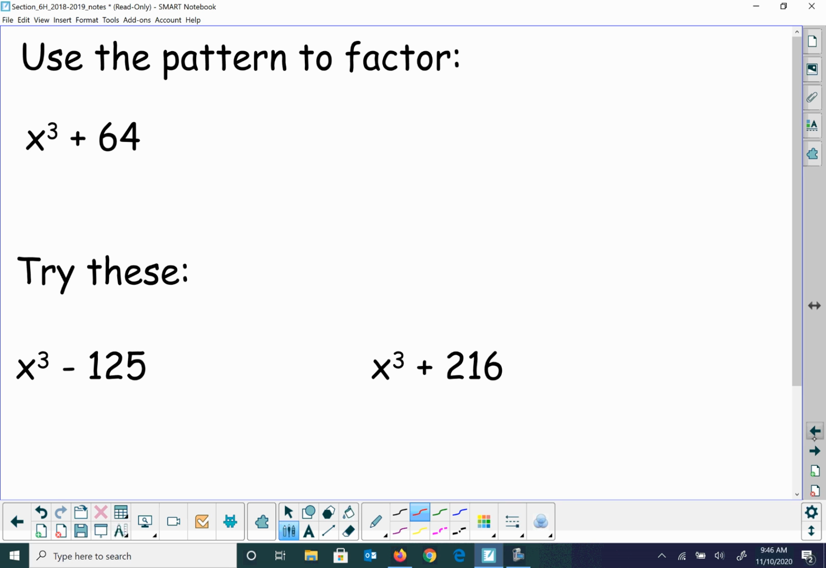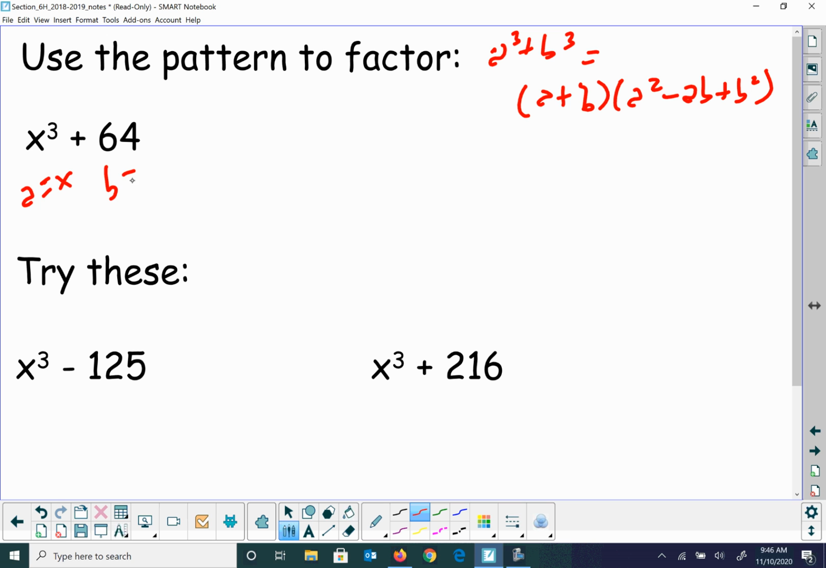Okay, so we're going to use that model as we go. So again, this is going to be a to the third plus b to the third. So we have a plus b, and a squared minus ab plus b squared. My a term will be x, and my b term would be 4, because those are both perfect cubes. So I'm going to get x plus 4, x squared minus 4 times x, because it's a times b, plus b squared, so 4 times 4 is 16. And that's factored.